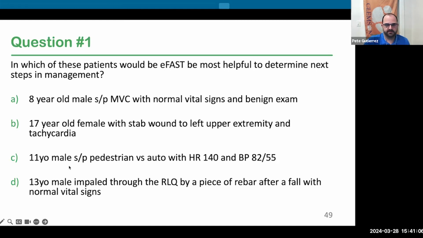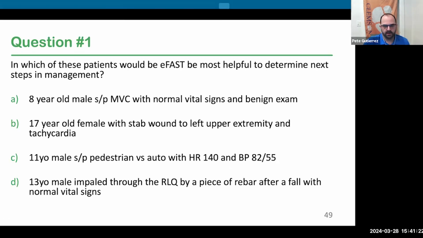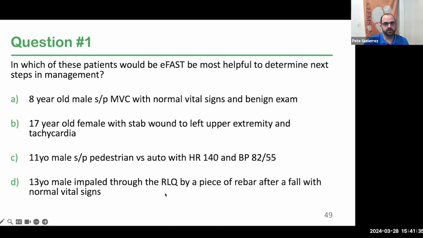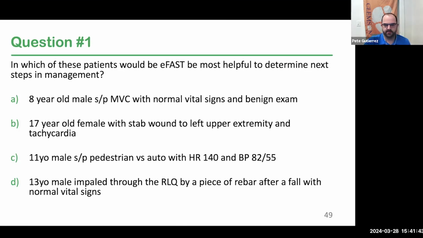Coming to answer choice C here, this 11-year-old male, pedestrian versus auto, who is tachycardic and who is hypotensive. So this is the patient that EFAST would be most helpful for, because there could be injuries anywhere on the torso. And then for this patient, this 13-year-old who was impaled by some rebar in the right lower quadrant with normal vital signs, we know it's a penetrating injury. Their FAST is likely going to be positive, but again, they're stable, so not very helpful.